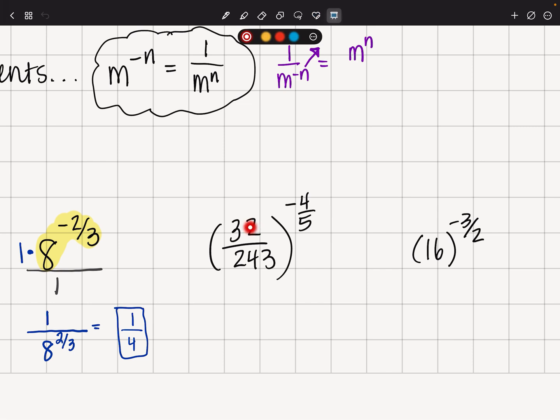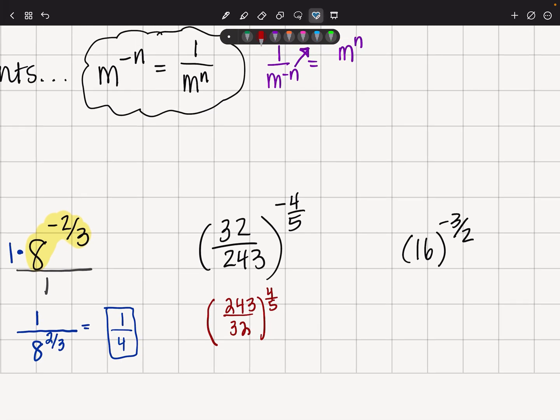Now, when you have a fraction raised to a negative exponent, you can simplify this by changing the position of the fractions. So the numerator 32 raised to the negative 4/5 power, that's going to go to the denominator, and 243 is going to go to the numerator. And now you have a positive exponent. So you flip the whole thing. So 243 over 32 raised to the 4/5 power.